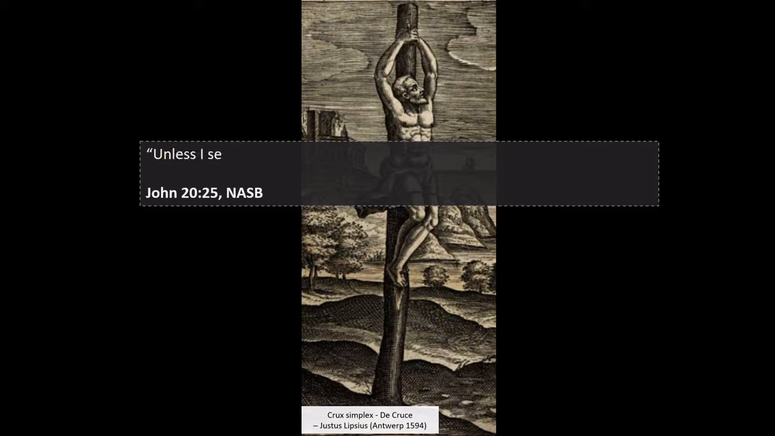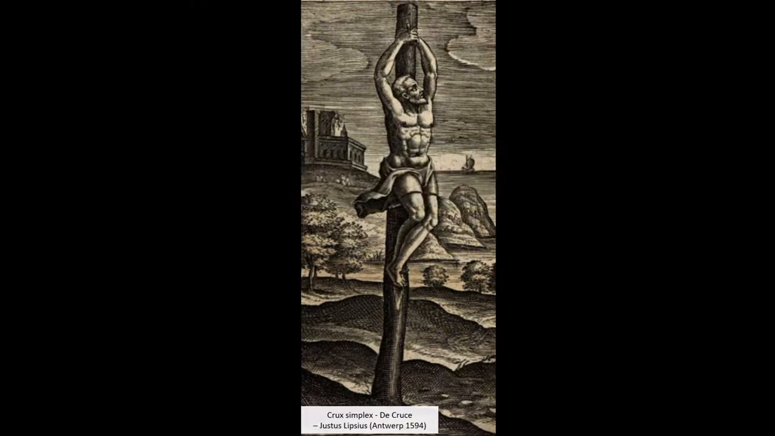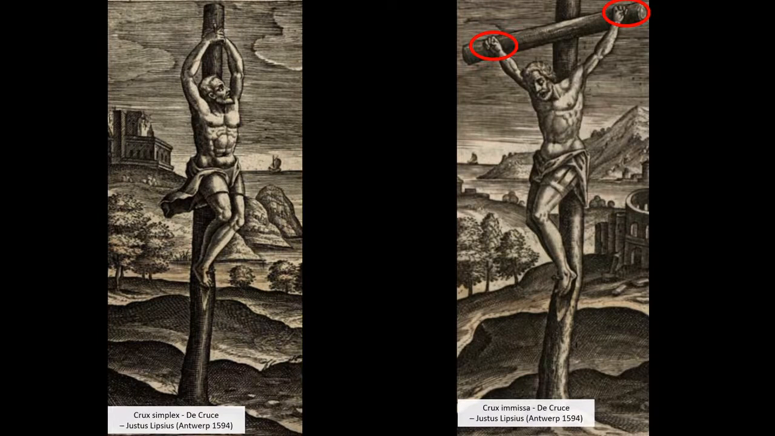Quoting Thomas, it says, "Unless I see in his hands the imprint of the nails, and put my finger into the place of the nails." So, does this mean that the image of a single nail is incorrect, and actually it is one nail per hand on either side of a crossbeam?